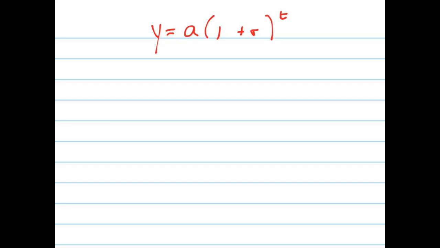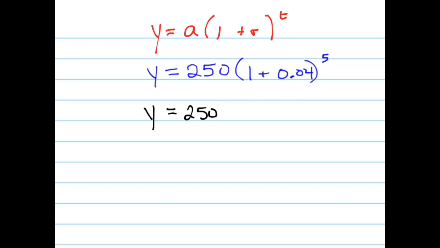So what's going to be our A? $250. And what do we put in for R? 0.04. That's our 4% converted to a decimal. And what's T? How long are we leaving the money in the bank for? 5 years. So all we have to do is calculate that out. What's Y equals 250 times 1.04 to the 5th power?